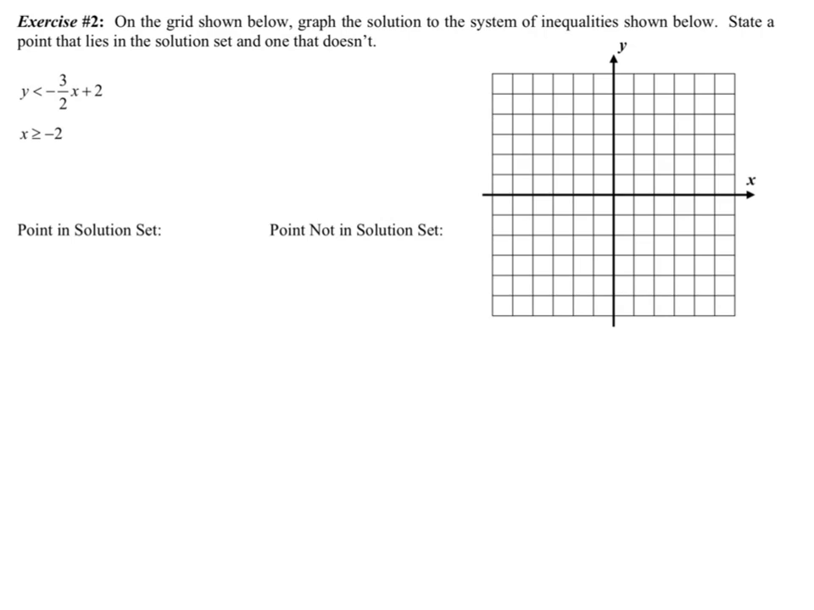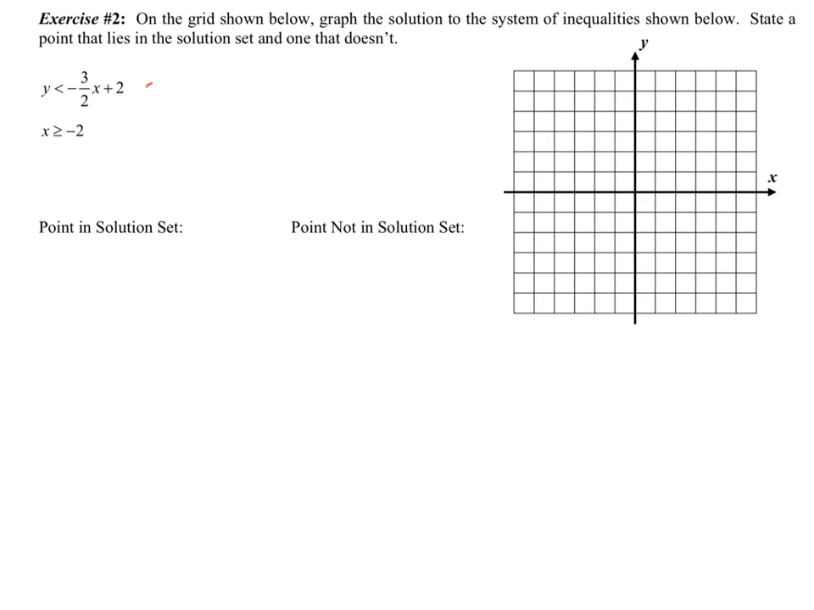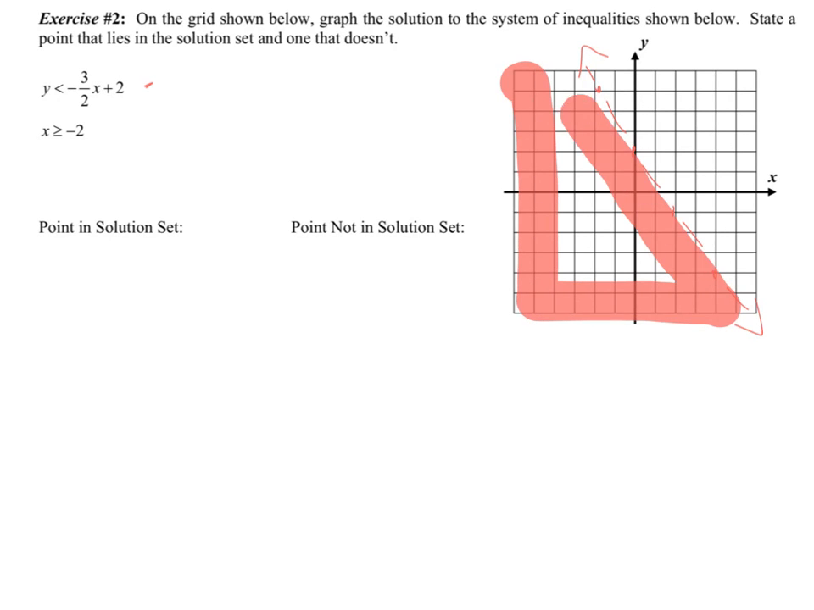On the grid shown below, graph the solution to the system of inequalities. State a point that lies in the solution set and one that does not. So, the first one, we're going to use red. We start at +2. The slope is down 3 over 2. Since it does not have an or equal to, it is a dotted line. Y is less than, so we are going to shade everything under the graph we just created on the y-axis.